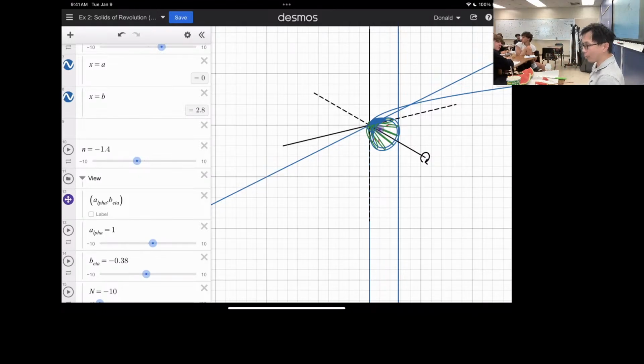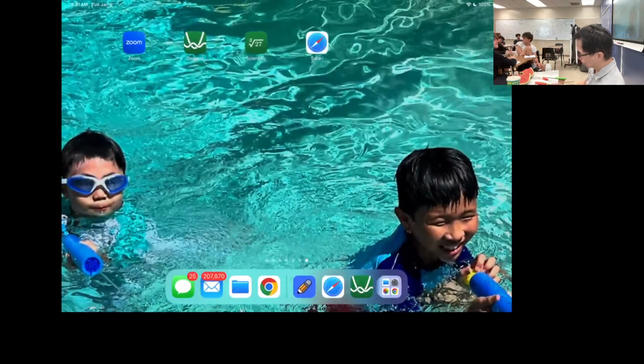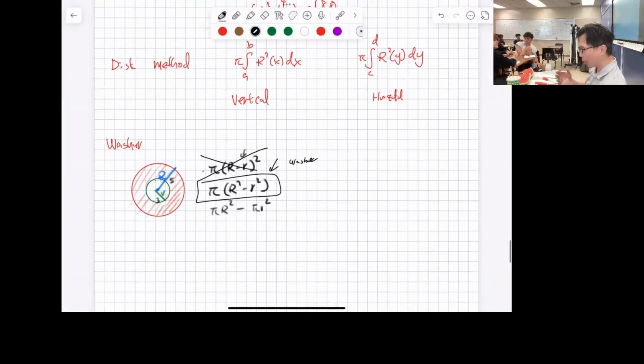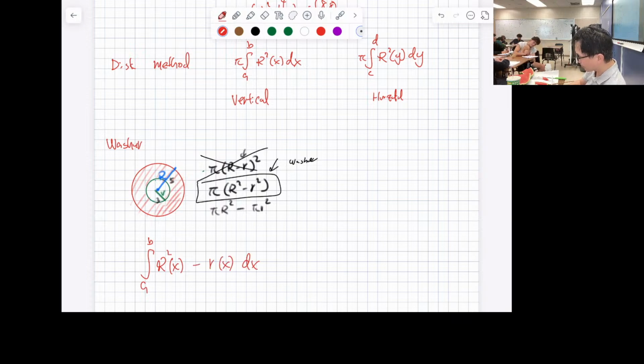Okay, so now we have a ring. In that ring, we accumulated all the rings together. So in this case, we have a big R and small r. For this particular case, that washer is going to be composed of the integral from a to b of big R of x minus small r of x dx. And this is going to be squared, and don't forget the pi. So this is the washer method.